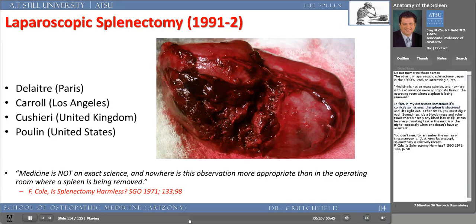Sometimes the spleen is shattered and lifts right out. Other times you have to dig it out. Sometimes it's a bloody mess, and other times there's hardly any blood loss at all. It can be a very daunting task in the middle of the night, especially when one doesn't have an assistant. You don't need to remember the names of these surgeons. Just know that laparoscopic splenectomy is relatively recent."